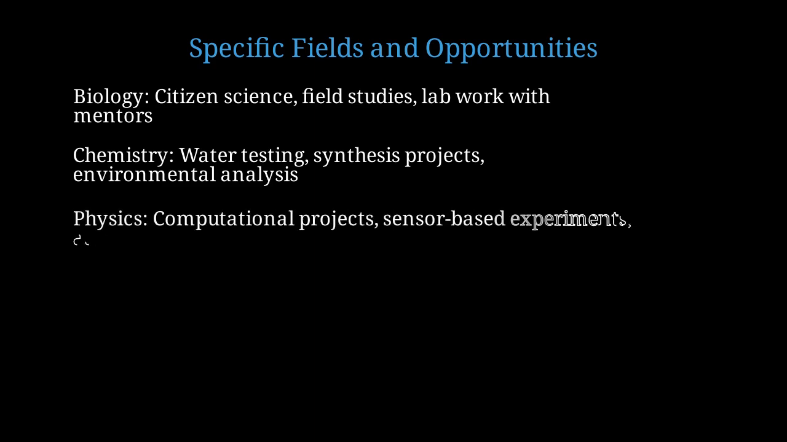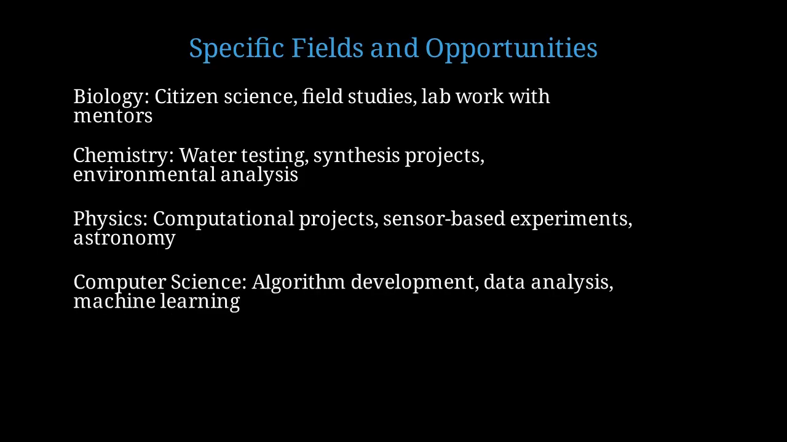In physics, computational projects are great if you don't have lab access. Astronomical observations with amateur telescopes can yield publishable data. Building sensors to measure environmental phenomena is another option. In computer science, you can develop new algorithms, analyze large data sets, or apply machine learning to interesting problems. The barrier to entry is low since you just need a computer.